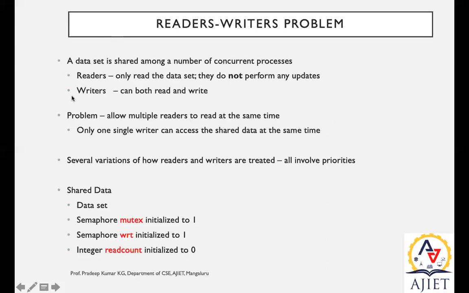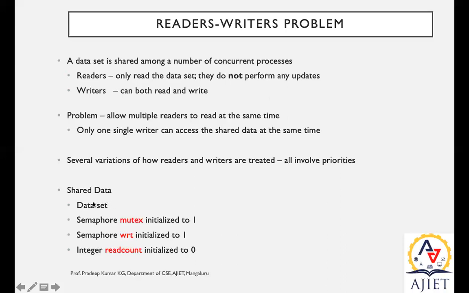So now, how to do this particular scenario? We're supposed to have several variations of how readers and writers are treated, that is, via providing priorities or privileges. To give a solution to this one, we can have this kind of scenario. However, we know the shared data is one data set. The data set is ready.